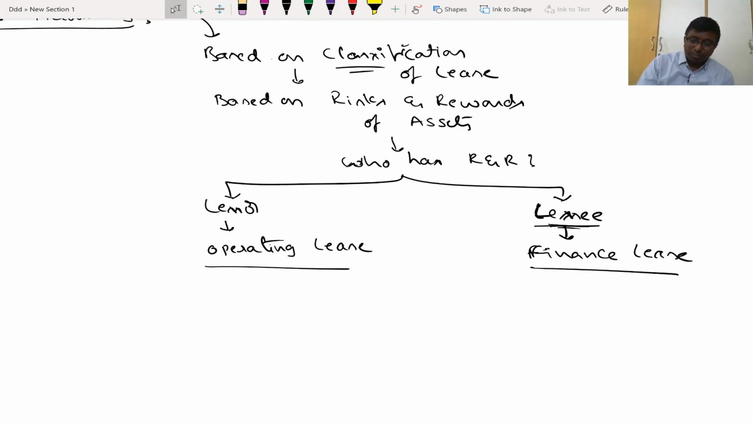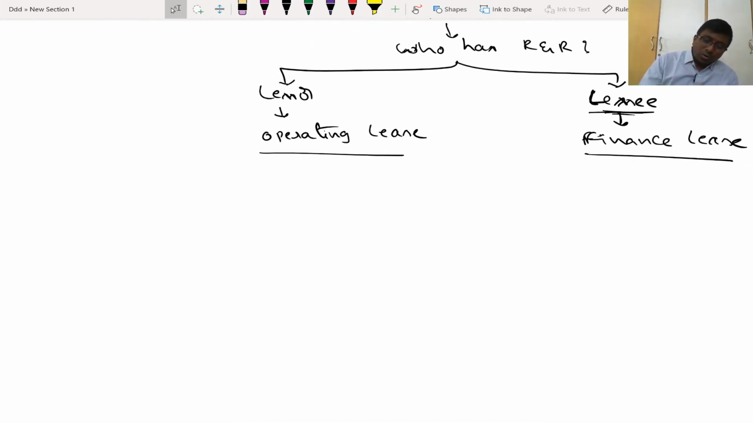See, it is very simple to say risks and rewards. And again, it will be arguable, etc. That problem will come. That's why they gave some 5 characteristics or 5 features of finance lease.